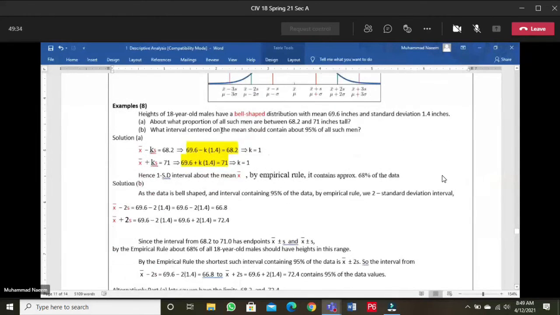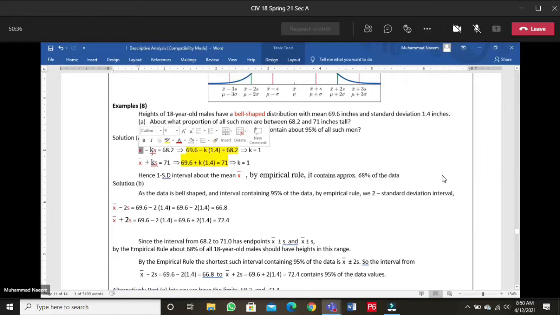Okay, look at this example. We have the data of heights of 18 year old males having a bell-shaped distribution. Bell-shaped distribution means normal distribution, with mean 69.6 and standard deviation 1.4. Now, about what proportion of all such men are between 68.2 and 71 inches tall? We are given an interval and we need to calculate a proportion, a percentage.